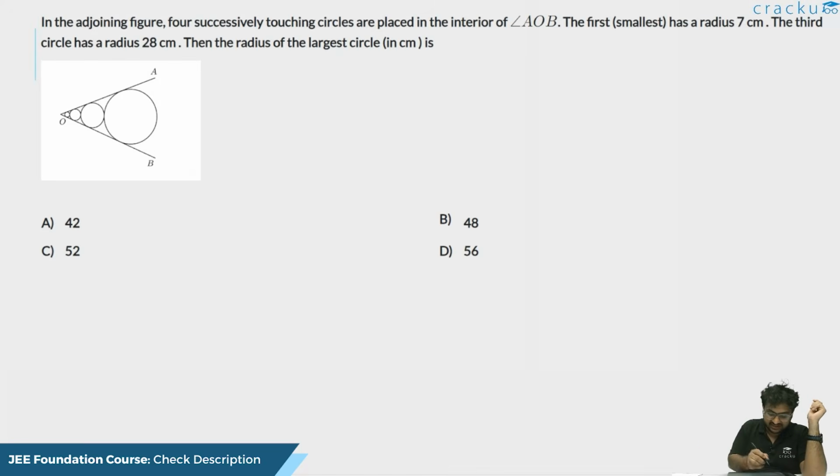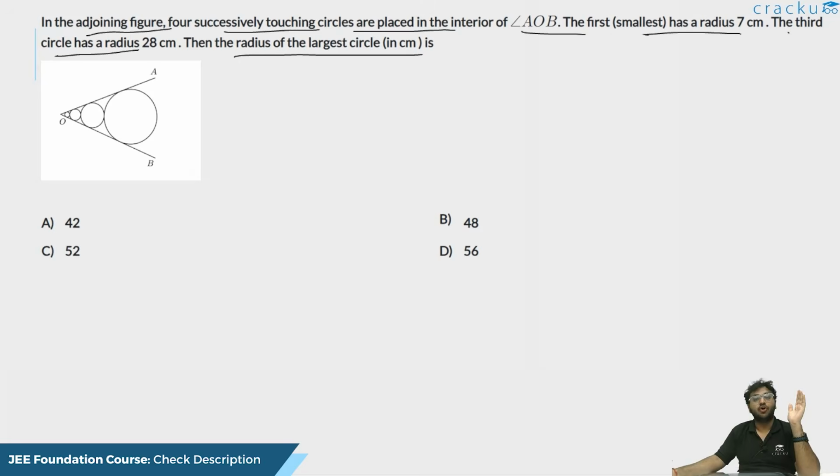In this question, it is given in the adjoint figure, four successively touching circles are placed in the interior angle AOB. The first has a radius 7, the third has a radius 28, then the radius of the largest circle is. So always remember, whenever this type of question is asked, when the circles are touching the interior angle, all the radii of the circles will be in geometric progression. Always remember this.